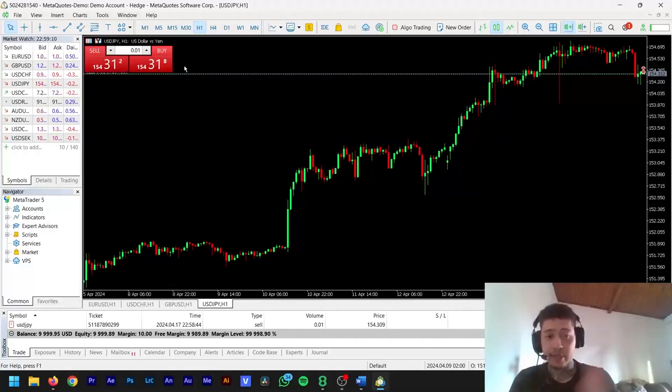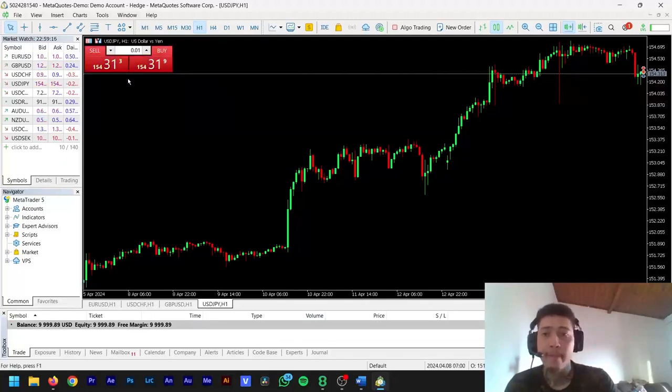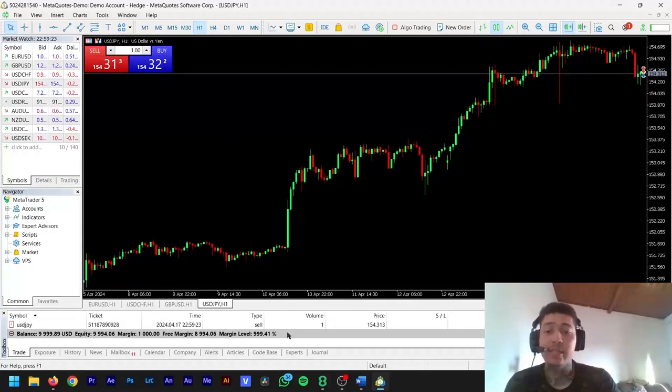So the lower the lot size, the higher the margin level here. I'm going to close this trade, and I'm going to try to open it with a 1.0 lot size, and I'm going to try to sell it. As you can see, now the margin level drops, and it's 10 times less than what we had.